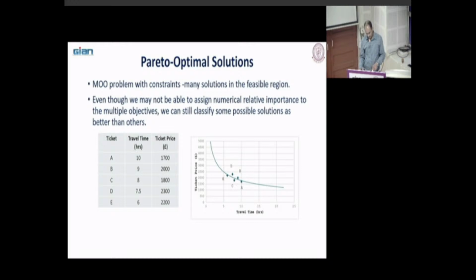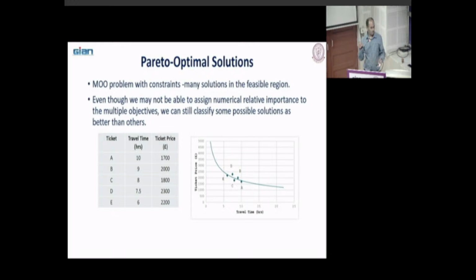Here on the x-axis we have travel time, on the y-axis we have the ticket price, and you can see the line that is called the Pareto line, and on that line you have these solutions. So in multi-objective optimization, you try to find the solutions which are closer to your Pareto line. If you try to minimize the travel time, the ticket price goes up, and if you try to minimize the price, your travel time increases. That's called the conflicting nature of objectives.